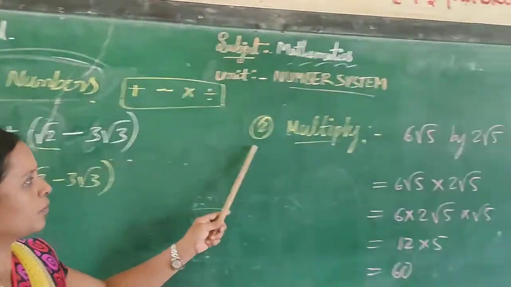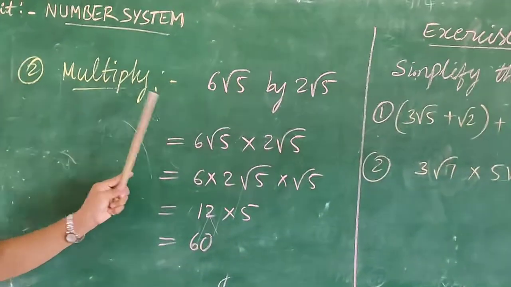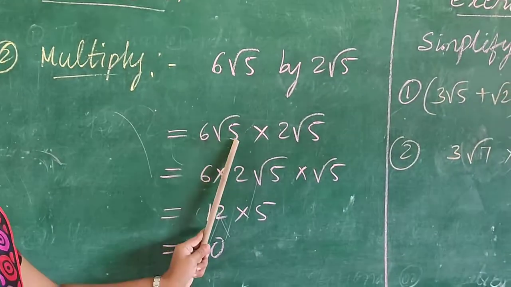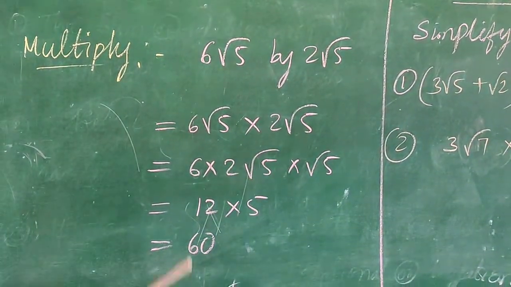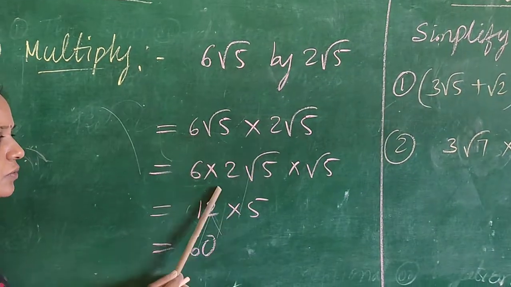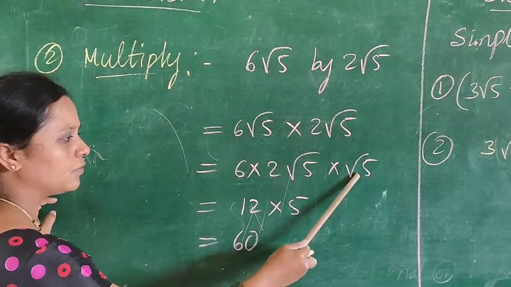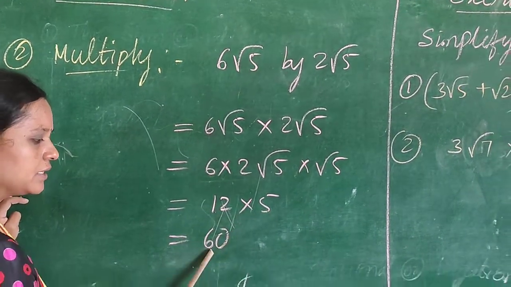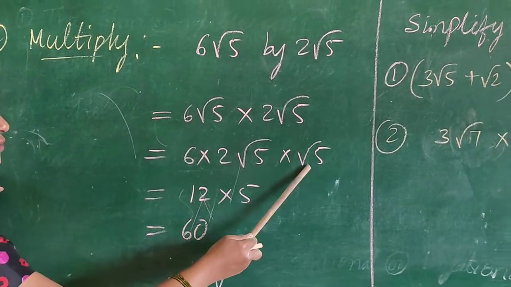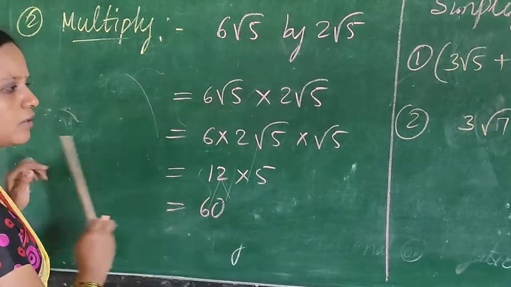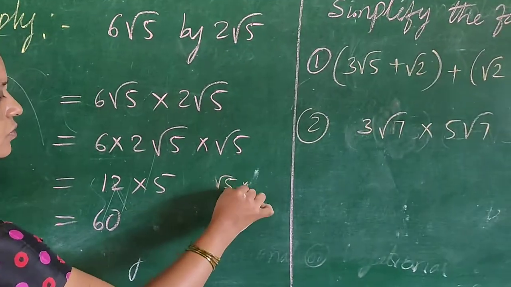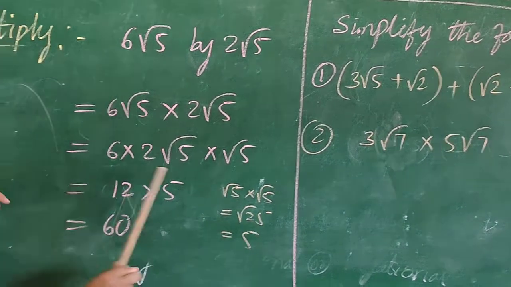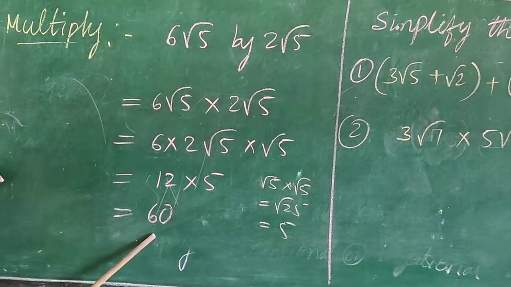Coming to the next problem, multiply. Multiply 6 root 5 by 2 root 5. So multiply 6 root 5 into 2 root 5. So you take the coefficients one side, 6 into 2 and root 5 into root 5. 6 into 2 is 12, root 5 into root 5 is 5, 12 into 5 is 60. So why is it root 5 into root 5? So it is a square number. Root 5 into root 5 is root 25. Root 25 value is what? 5. That's why root 5 into root 5 is 5. 5 into 12 is 60.